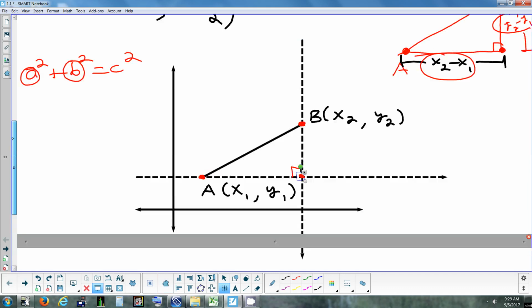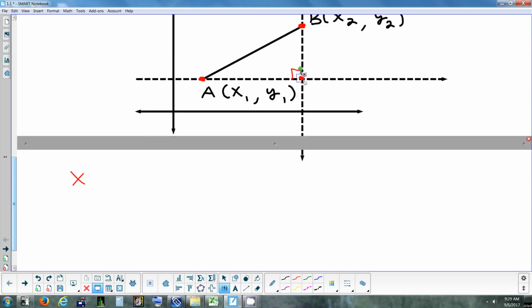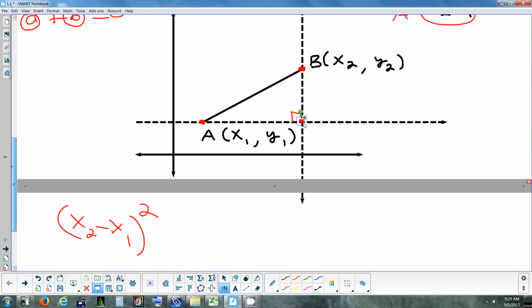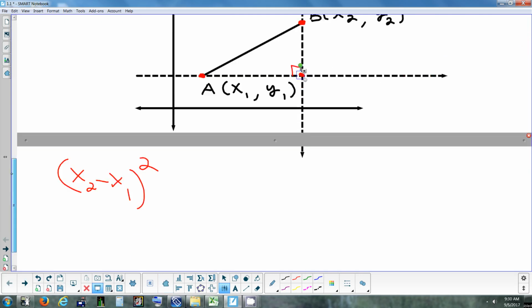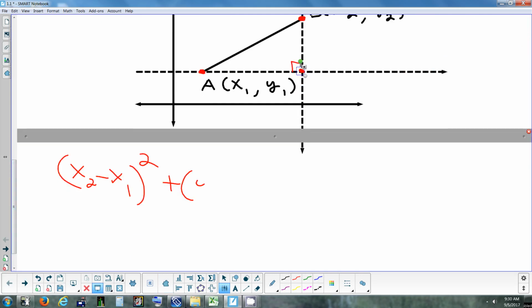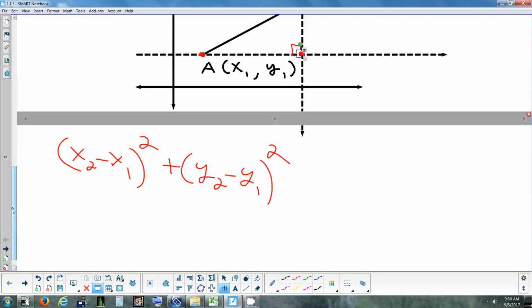So let's plug it in. So we've got x2 minus x1, and you have to square it. We've got b, we're going to plug in y2 minus y1. And you have to square it. And then the last thing is that's equal to c squared. So c is what I want to know. But I don't want to know c squared.